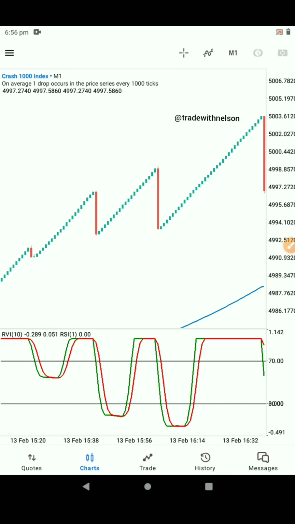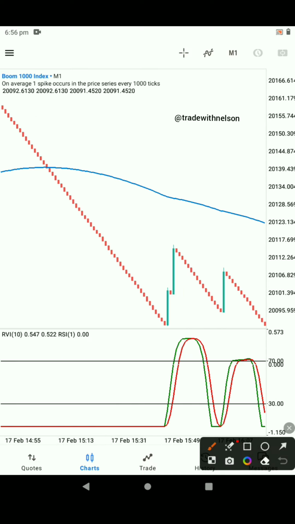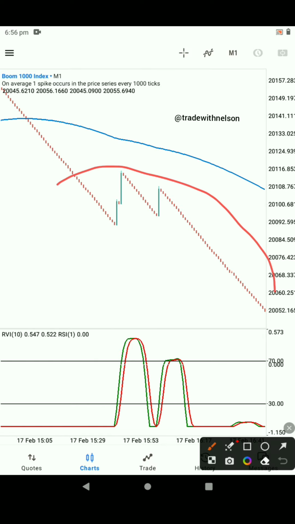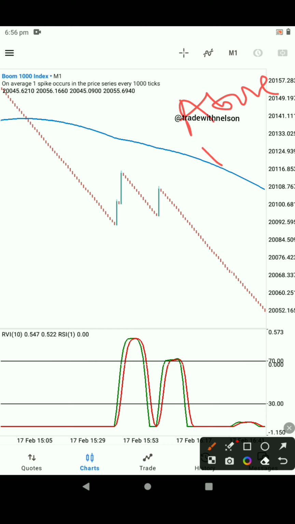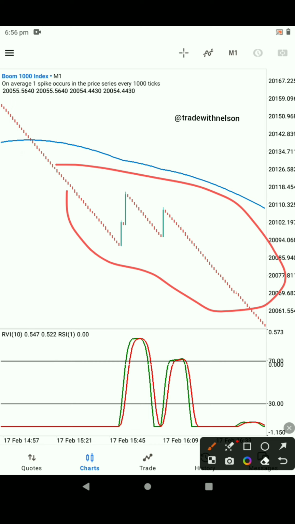So now let me go to the boom market and show you some examples over there. So this is the Boom 1000. So here, what are you looking for? As we all know, the boom market spikes to the upside. So for us to catch the retracement, we want to make sure that the candles are below the moving average. So for the crash market, the candles are above the moving average, while for the boom market, the market is below the moving average. As you can see over here, this is a very perfect scenario for our strategy.